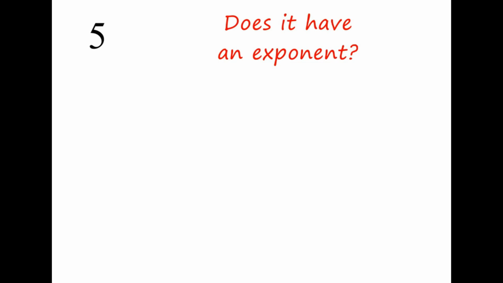Here is the whole number 5. Is it a power? In other words, does it have an exponent? Yes, all whole numbers have an invisible exponent of 1. This means that 5 to the power of 1 is equal to 5. And that 3 to the power of 1 will be equal to 3. And that minus 7 all to the power of 1 will be equal to minus 7.